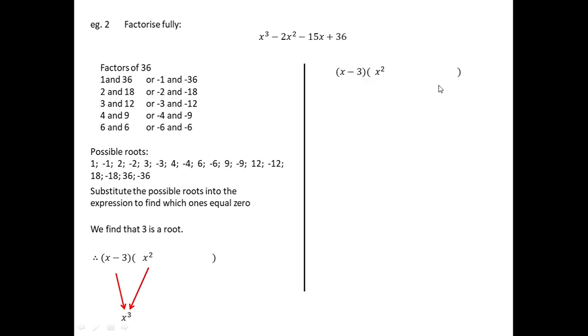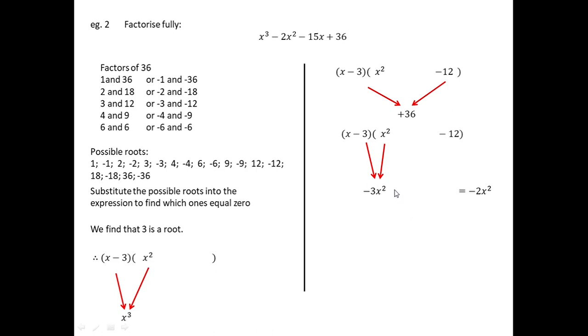Then we know that this -3 here multiplied by this number over there must give us the positive 36. So -3 times what gives me positive 36? It must be -12. Now I need to work out the middle term. So I just look and see. If I multiplied this -3 by that x squared, it would give me -3x squared. But if I look at my original cubic expression, I need to end up with -2x squared. That's what I need to end up with.